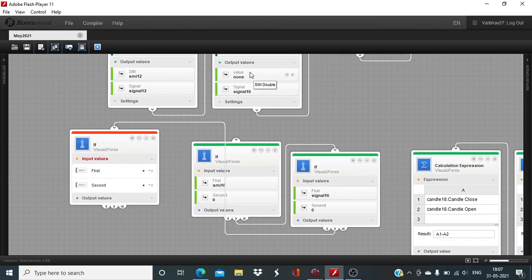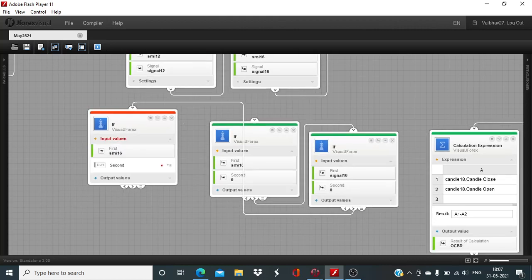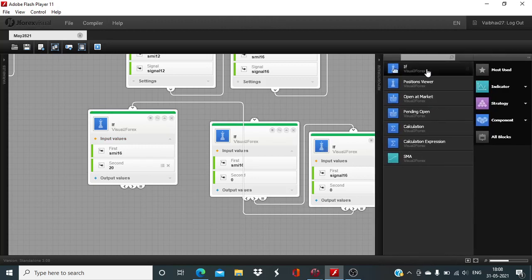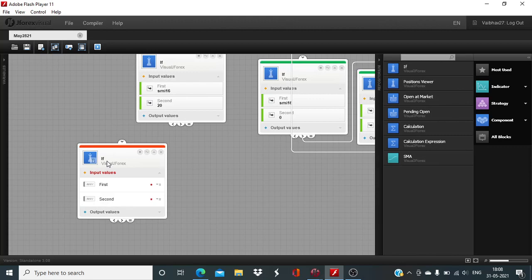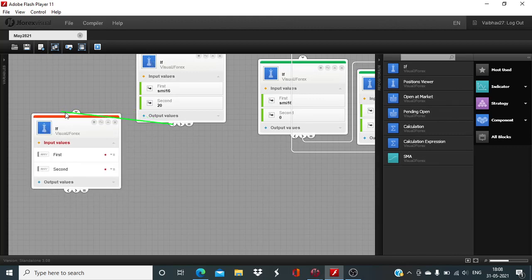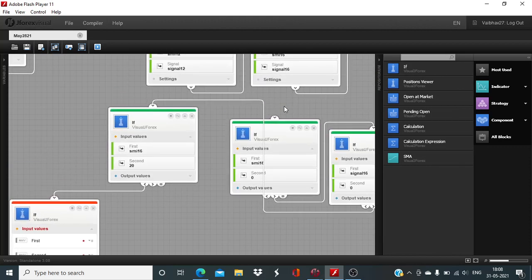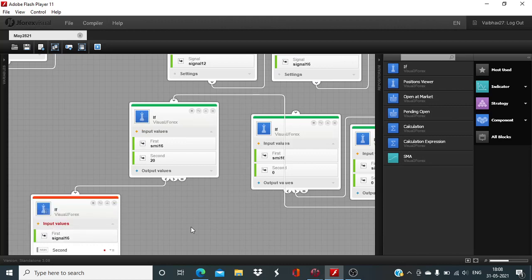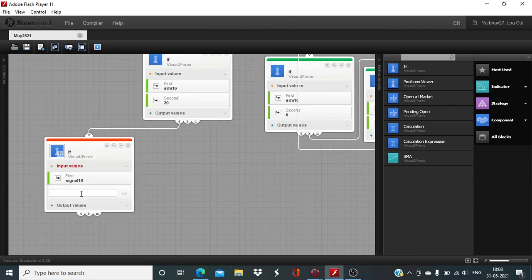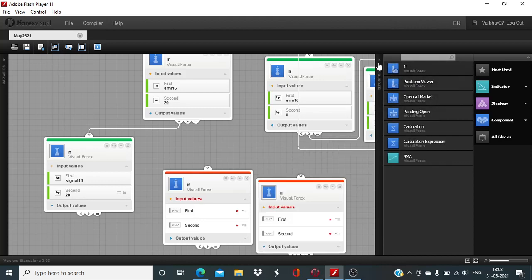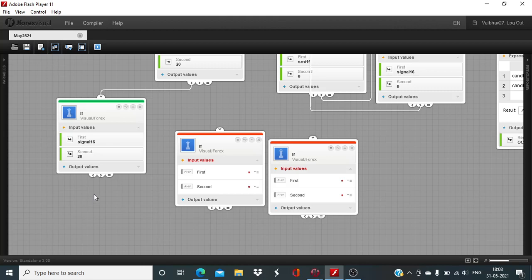And SMI 16 and signal 16 should also be below 20. First input less than second input. Same should hold for signal 16 also. First input less than second input.